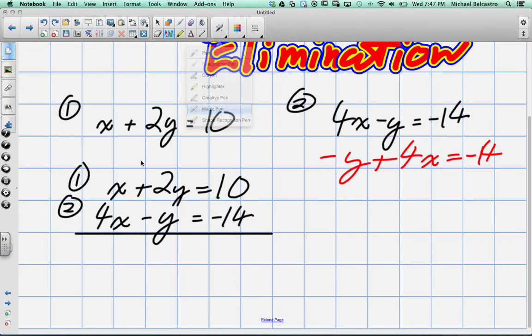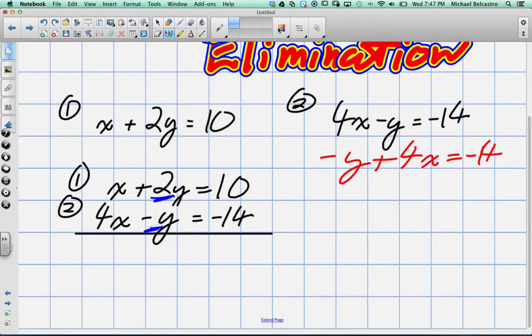Which variable would you like to eliminate, the y's or the x's? The y's. Okay, let's eliminate the y's. In order to do this, the coefficients have to have the same absolute value. What I mean is, don't worry about the sign of the coefficient, just the value. The coefficient's value here is technically 1. So are these the same? No. How can I change this 1 to a 2? Multiply it by 2? Yeah, exactly.